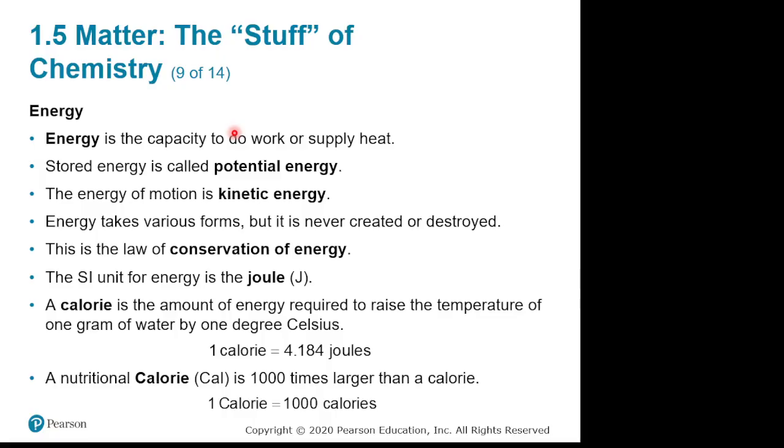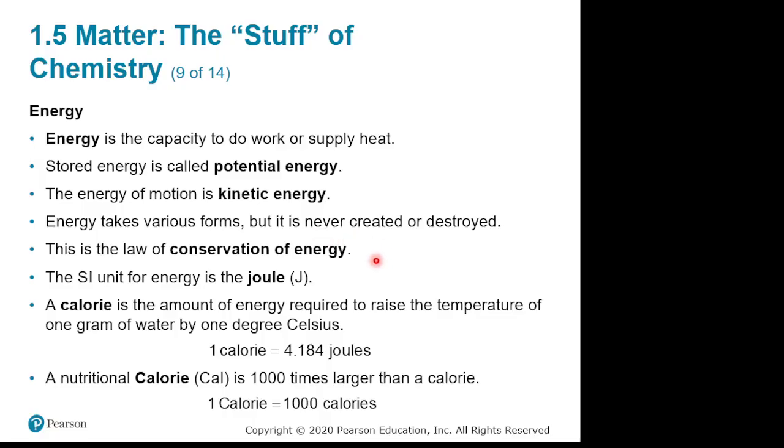Now, energy. Energy is going to be the capacity to do work or supply heat. Stored energy is called potential energy. So you have the potential to release energy. Kinetic energy is going to be the energy of motion, so it's being used. Energy takes various forms. It'll never be created or destroyed, though, okay? It can be released from molecules. It can be released from atoms. It can be changed, modified, whatever. Never created or destroyed. That's called the law of conservation of energy. And together, conservation of energy, conservation of matter, nothing is either created nor destroyed, right? It's just changed.